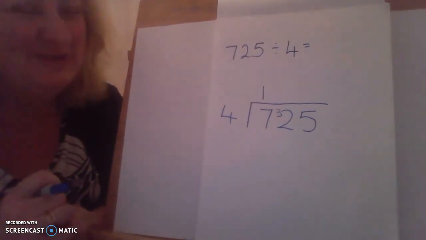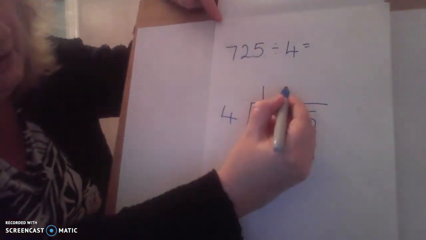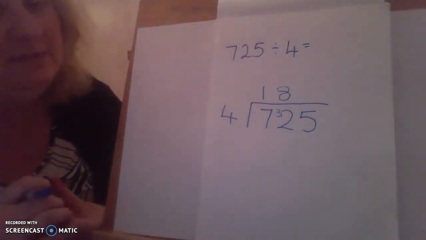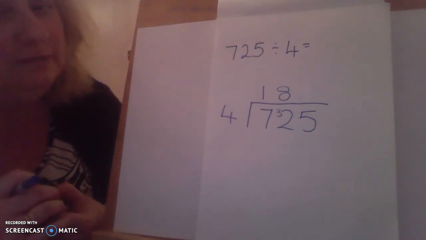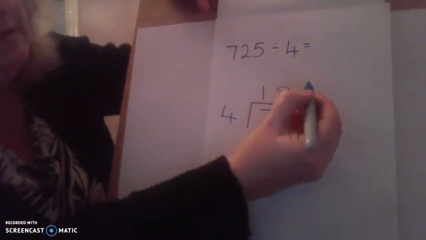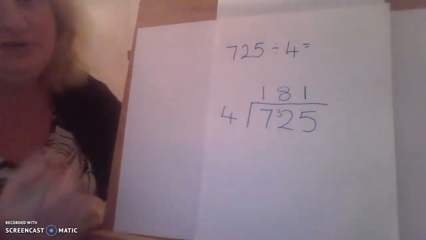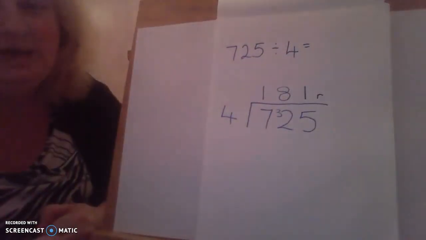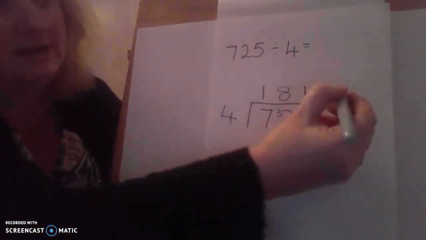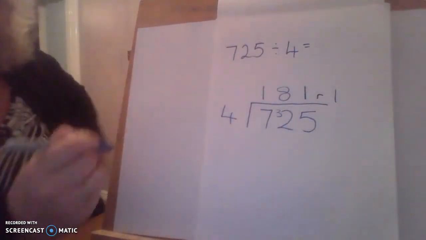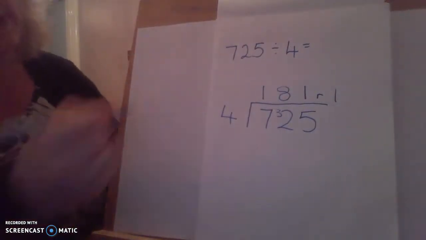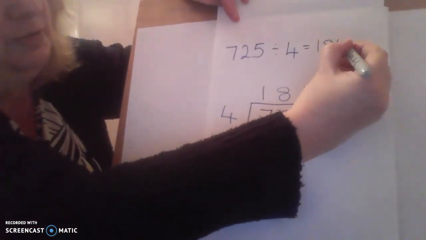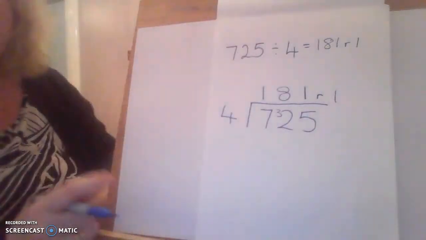Okay. So we've got 8 lots of 4 in 32, okay? So now how many 4s are in 5? You're right, there's only 1, but we have something left over again. So we have to use our little r to do remainder, and it's a remainder of 1 this time. So our answer to 725 divided by 4 is 181 with a remainder of 1.